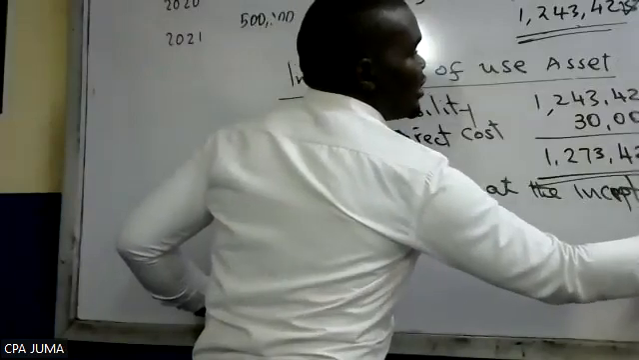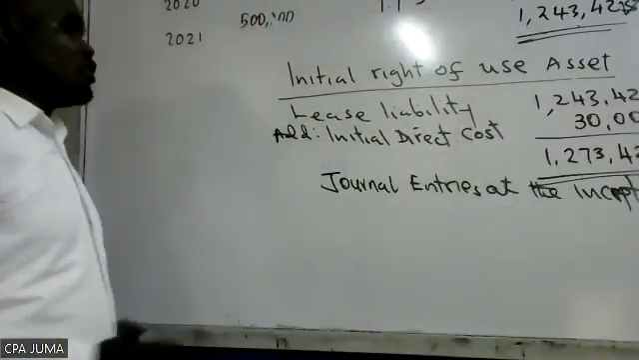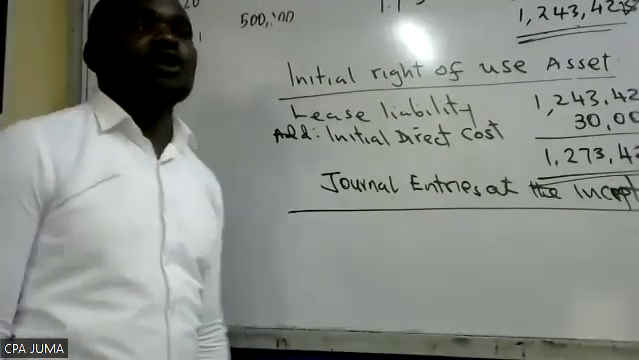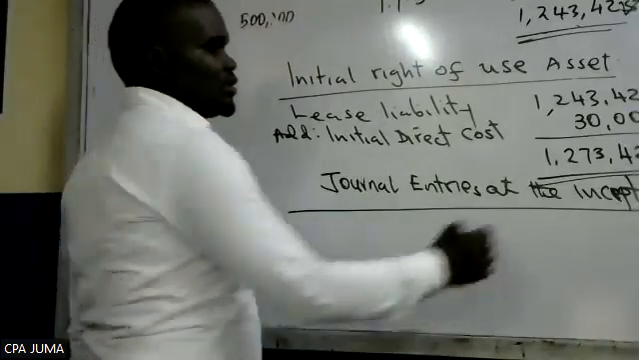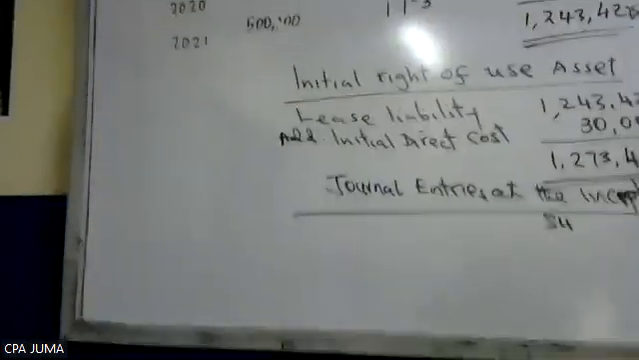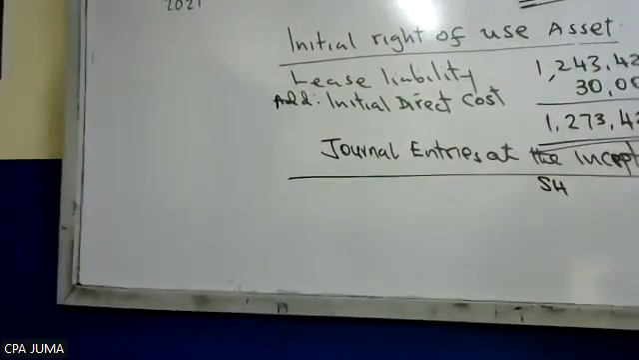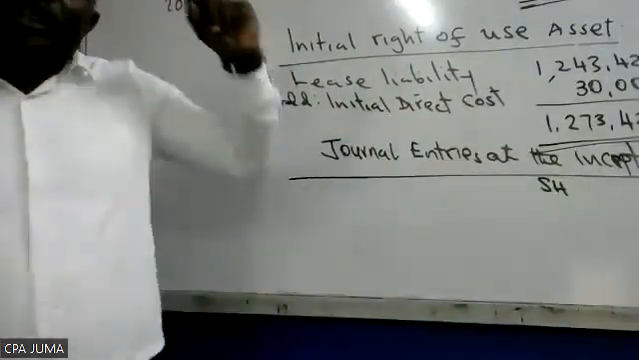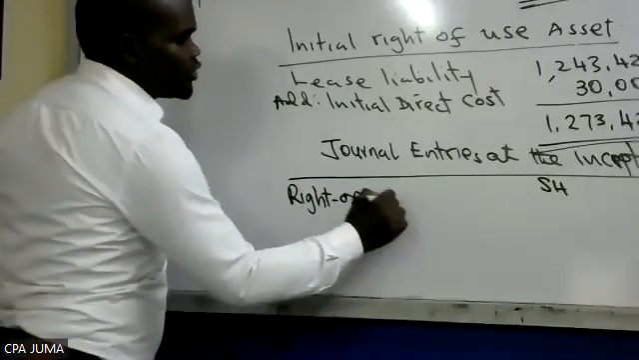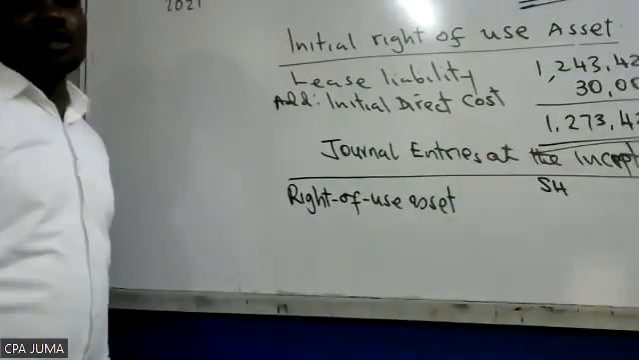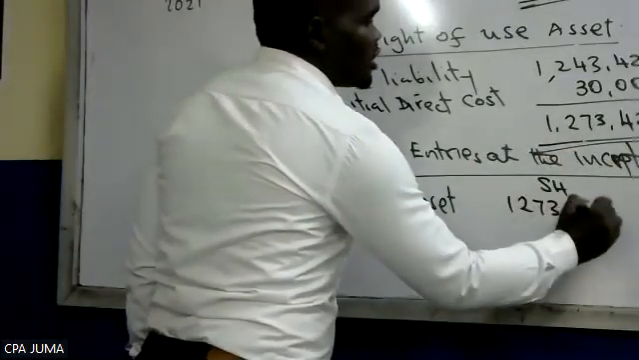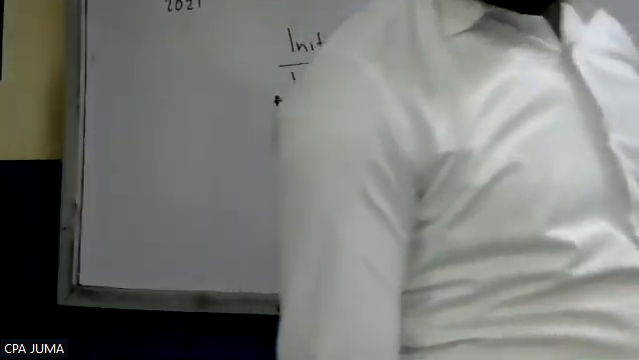Inception was 1st January 2019. Yes, that was the inception. So at the inception, you need to tell us. So here, shillings. Journal entries means when we started, which account was supposed to be debited and which account was supposed to be credited. So we are dealing with the books of the lessee. The lessee will debit the right of use asset. The right of use asset is this one here, 1,273,425. Then you credit.